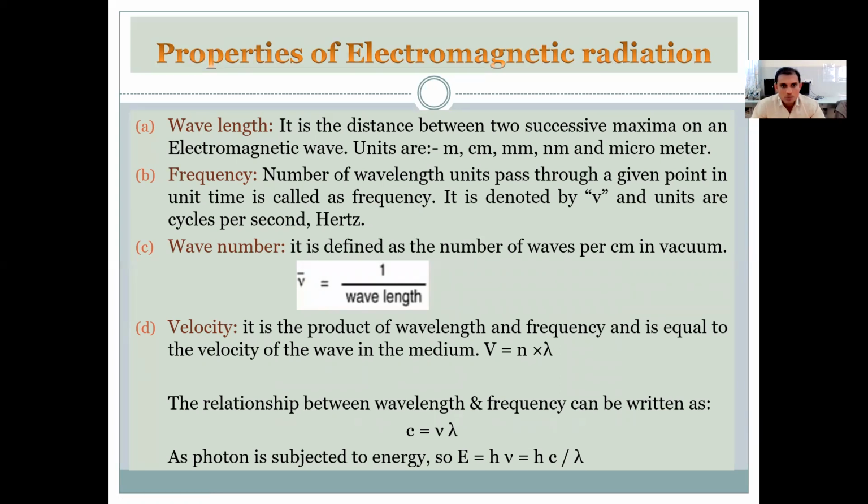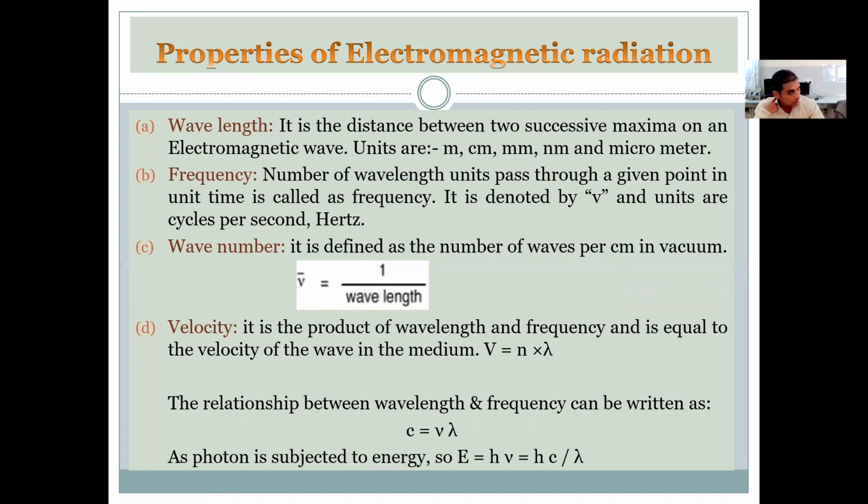Okay. Frequency. What is frequency? Frequency is the number of wavelengths passing through a given point in unit time. It is denoted by nu, and units are cycles per second or hertz. Now the next terminology is wave number. Wave number is defined as the number of waves per centimeter in vacuum. It is the reciprocal of wavelength and is denoted by nu bar. Nu bar is equal to 1 divided by wavelength.